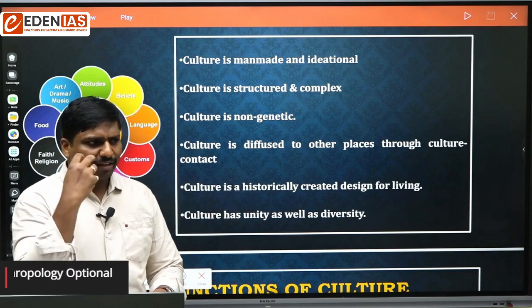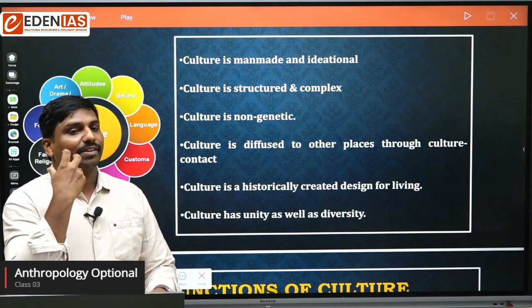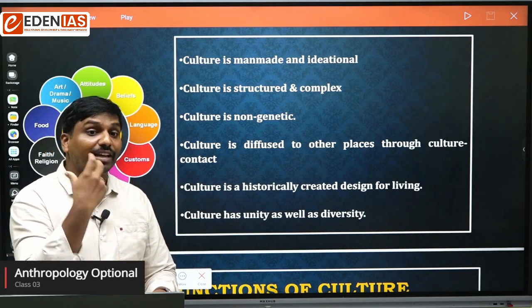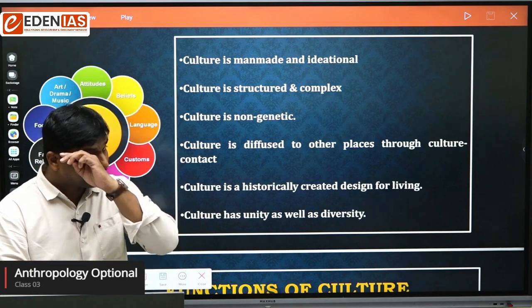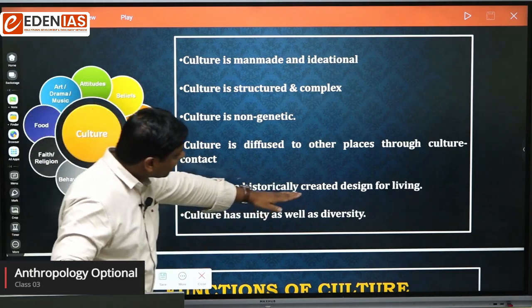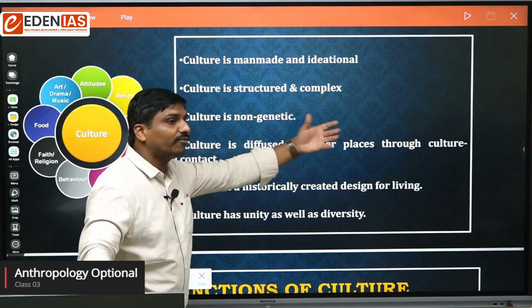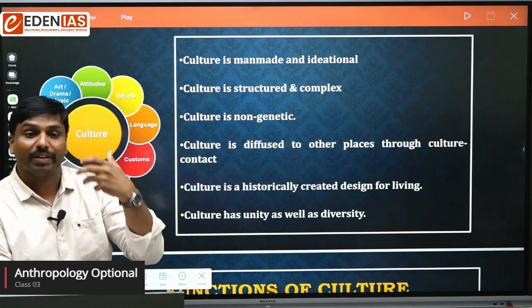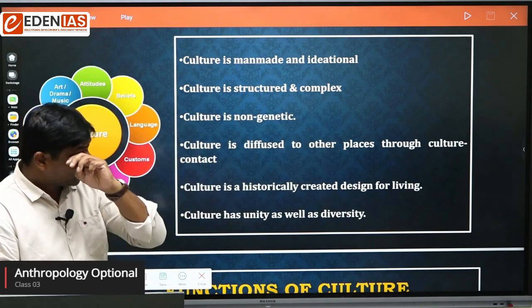That means we are saying that it is the lifestyle of an individual. Are you getting that? So from that point of view, it is a historically created design for living. That means in a certain fashion we have to live likewise. Okay, so that is one thing.